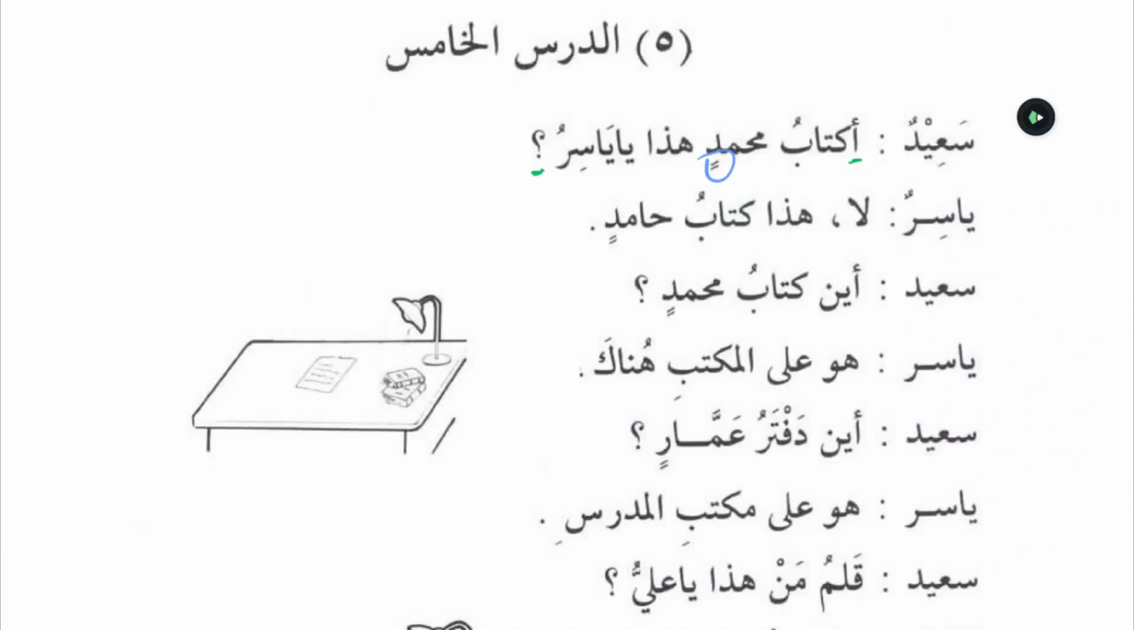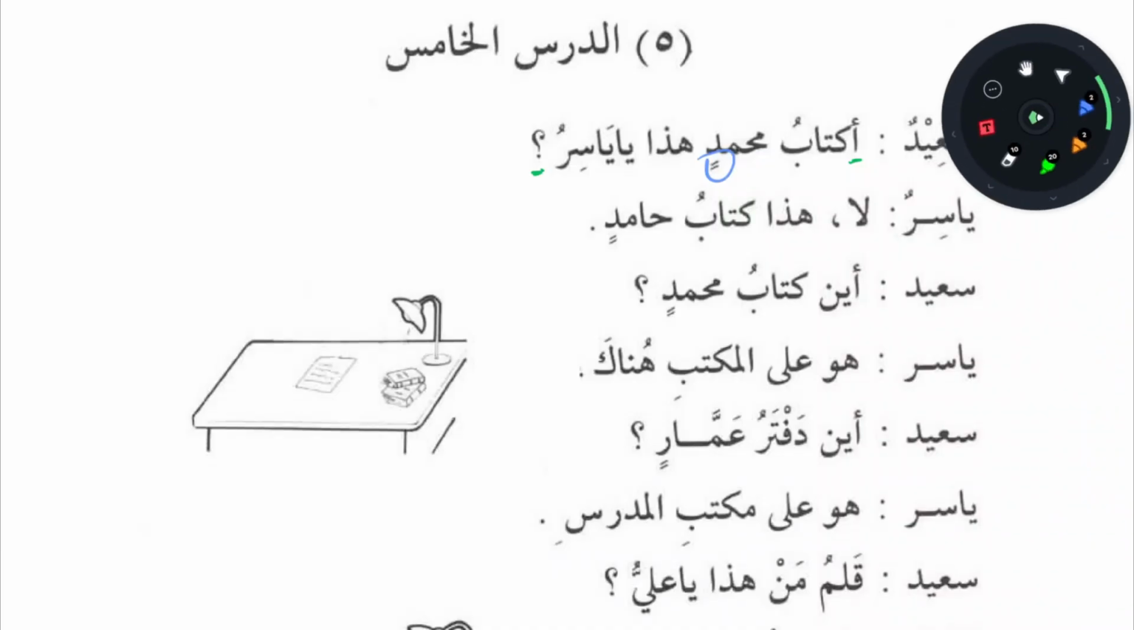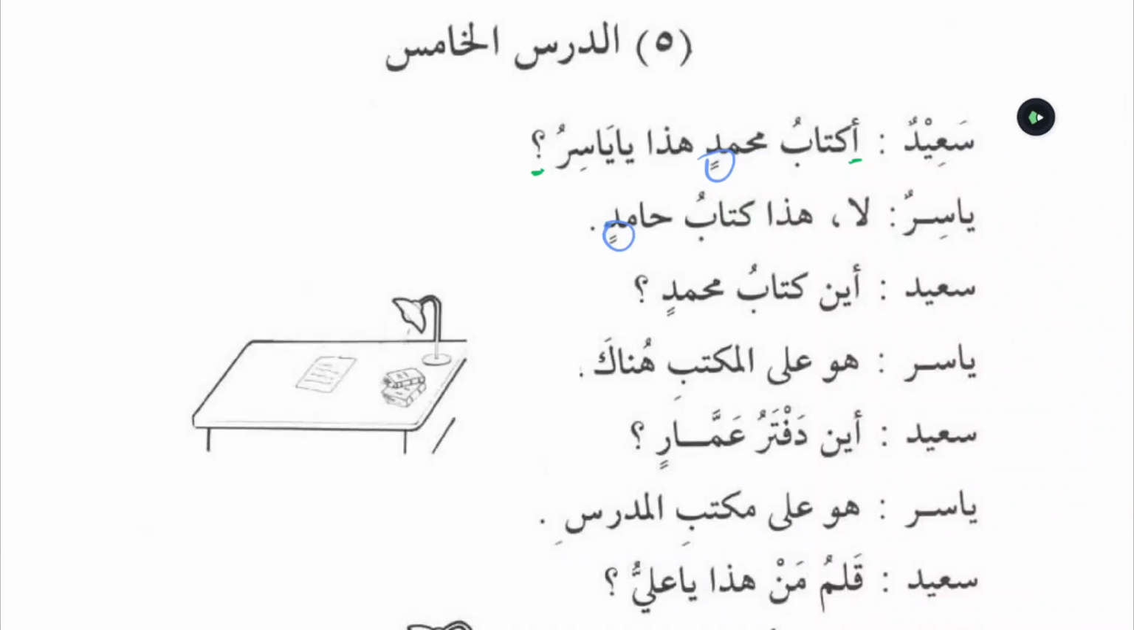Now we're actually going to apply the rules. Rule number one, mudaf comes first, mudaf ilayh comes second. So over here, kitab comes first, mudaf ilayh, Hamid comes second. Rule number two, mudaf can have alif lam or tanween. Kitab does not have alif lam or tanween. That's why it's not hada kitabun, it's hada kitabu. And rule number three, mudaf ilayh is in the position of jar. That's why Hamidin is reflecting its jar through a kasrah. لا, no. هذا كتاب حامد, this is the book of Hamid.